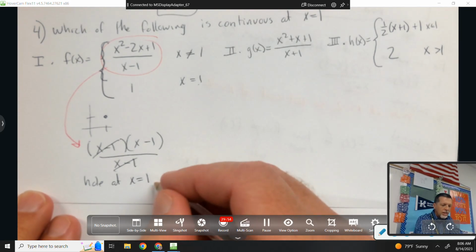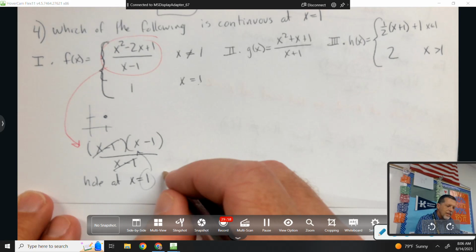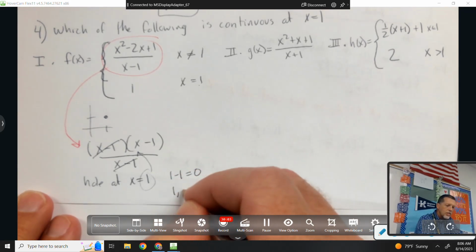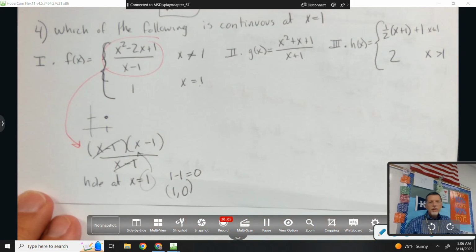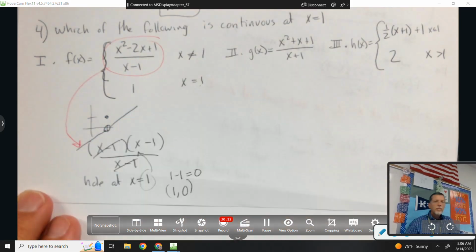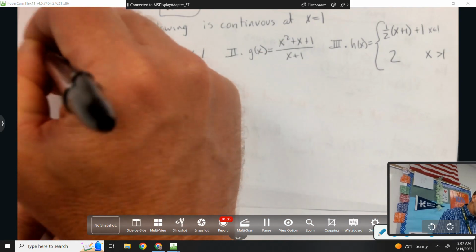So there's a hole at x equals 1. Let's plug that into what's left. 1 minus 1 is 0. So there's a hole at 1, 0. That means that what this graph looks like, I'll hold it 1, 0. So now let's answer the question. Is it continuous at x equals 1? No. I mean, it's easy now because we're looking at a picture. So that one's a no.